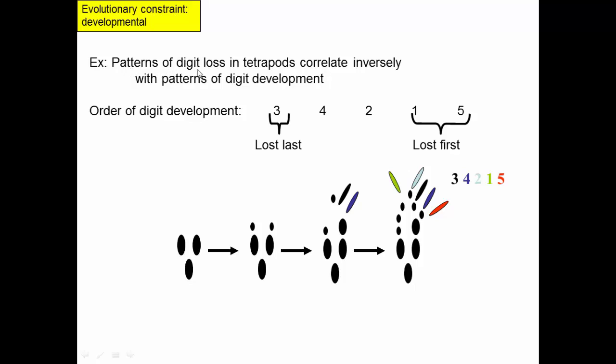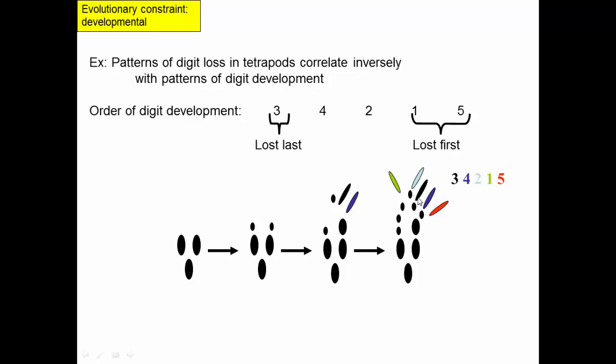When we look at the patterns of digit loss in tetrapods, so that's organisms that go from having 5 fingers or toes down to 4 or 3 or 2 or 1, the pattern of the digit loss correlates inversely with patterns of digit development. During development, if we're thinking about a limb developing, you have the pair of long bones, then the wrist area, and then as the digits develop, first digit 3 develops, then digit 4, and then 2, and then digits 1 and 5 develop last.